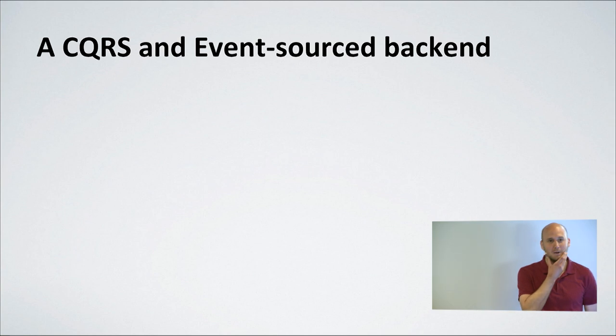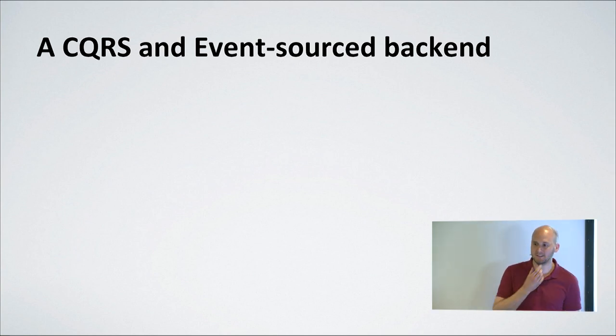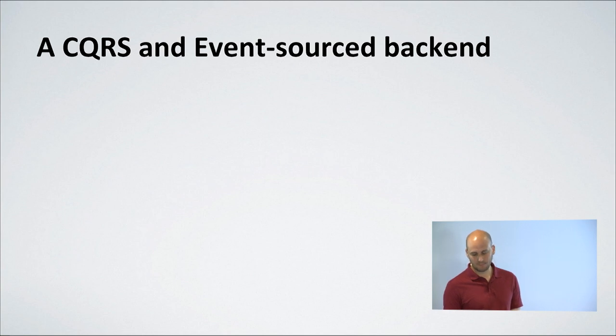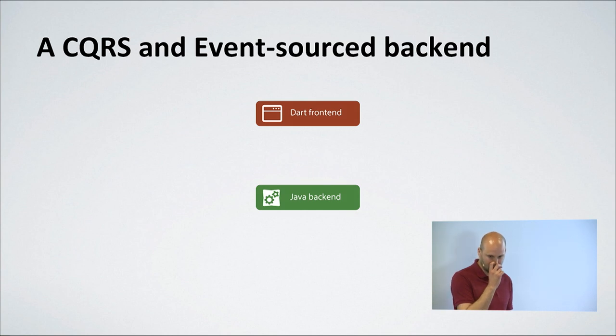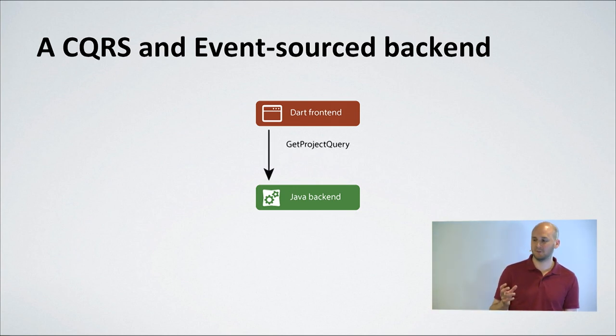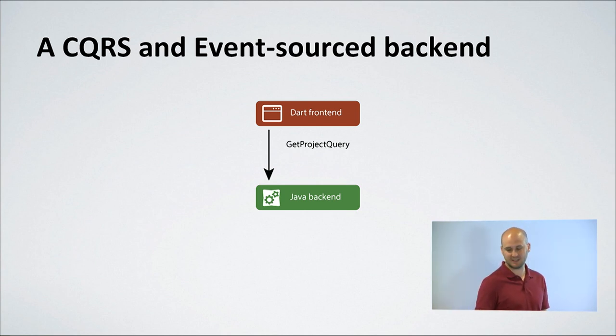We have a CQRS and event sourced backend. CQRS stands for Command and Query Responsibility Segregation. I'll be short. The main idea behind that design pattern is separating write and read responsibilities. In our case, that's the way we communicate between the front end and the back end. We have a query bus and a command bus. For example, when I need a project in the front end, I will send a get project query to the back end. The meaning is stronger, even stronger than RPC calls.